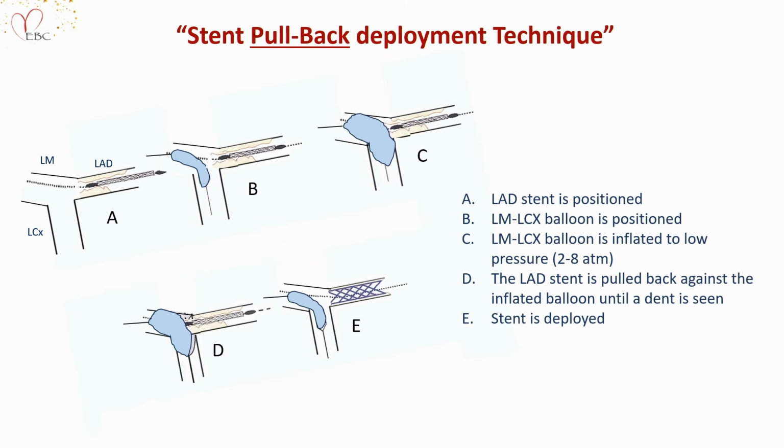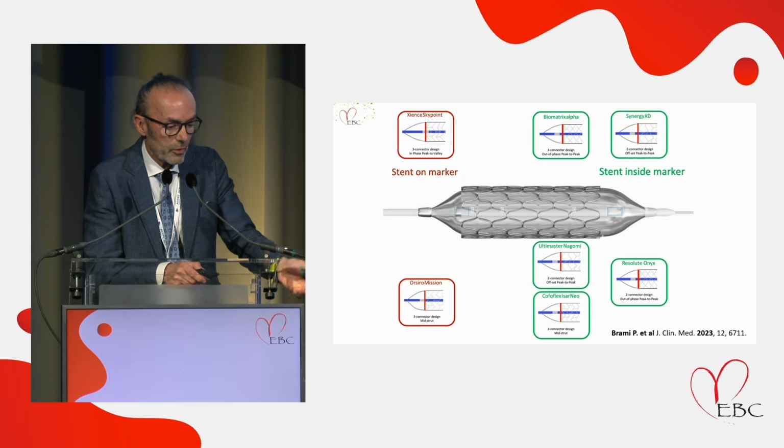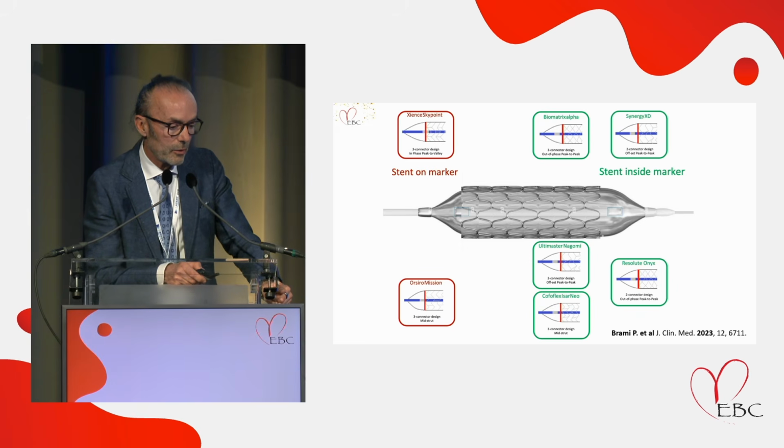As Maciej told you, not all the stents are the same. What I use, you have the stent with marker, which is the Sky Point now, and the Orsiro Mission. All the others in green, the marker is proximal to the stent. Then you have the 2 connectors and the 3 connectors. So for an ostial lesion, I prefer the 3 connectors. So I use for ostial stenting the Synergy or Orsiro Mission. Then I have the Onyx, I have the Ultimaster, but they have 2 connectors, so they are good for bifurcation, but not for ostial lesion.